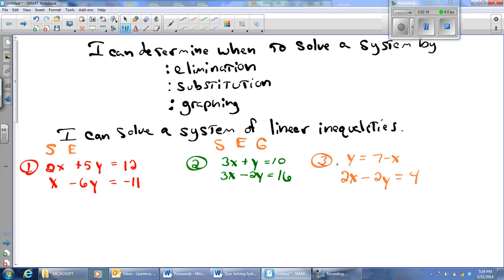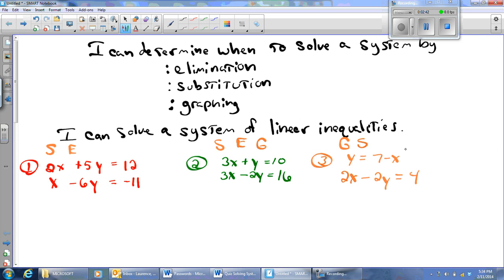Okay. Number three, this equation is in slope-intercept form, and I'm sure Austin can tell you the slope is -1, not 7. So that's good for graphing. This is in standard form, and both intercepts will be easy, and the slope will be easy. So graphing would be a good choice for this one. Okay, substitution would be a good choice.